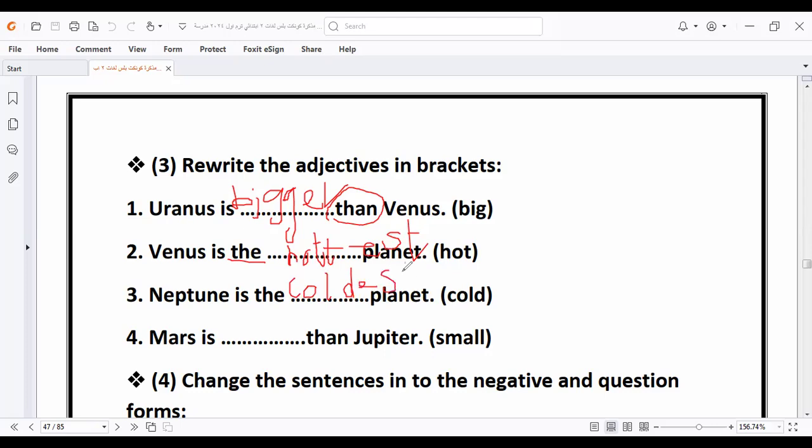Okay, another one. Mars is smaller than. Mars is smaller than. But why do we put "er"? We put "er" because we have "than" here. Let's go to another question.